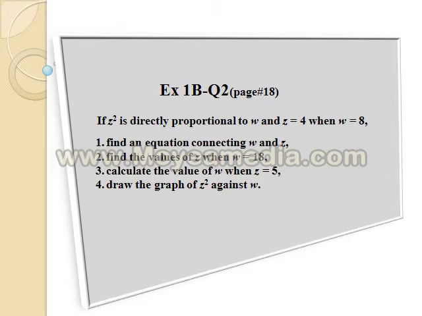And then again there are four parts. First one, we need to find the equation connecting z square and w. Second part is find the value of z when w is 18. Third one is now we find the value of w when z is 5, and the last one is to draw the graph between z square and w.